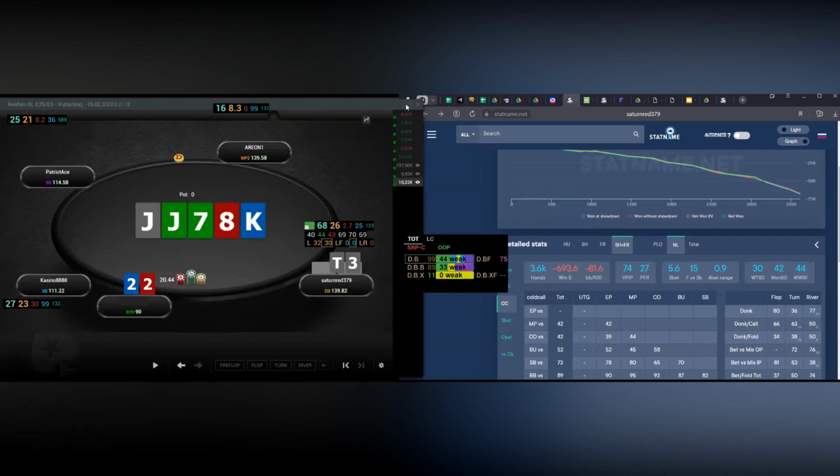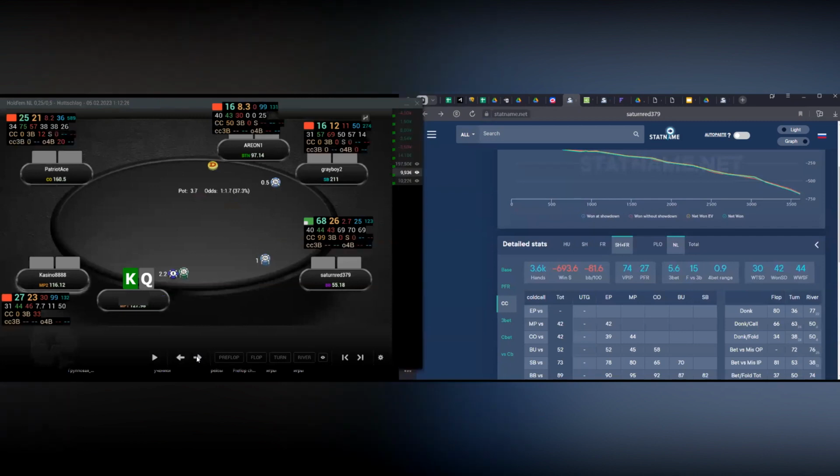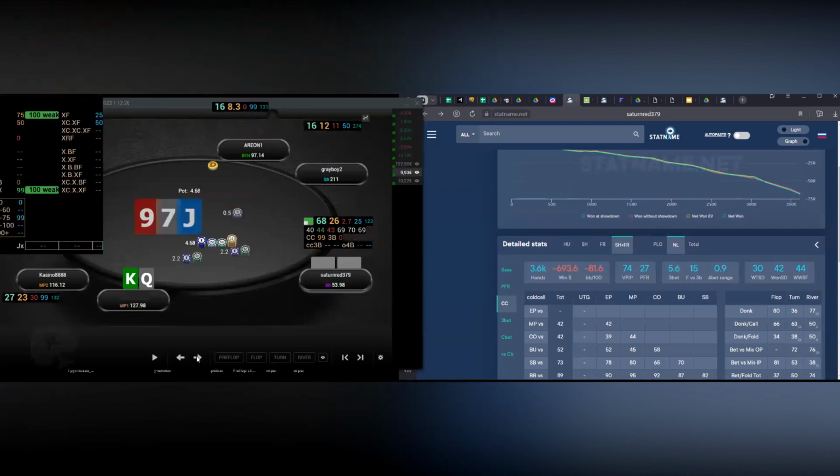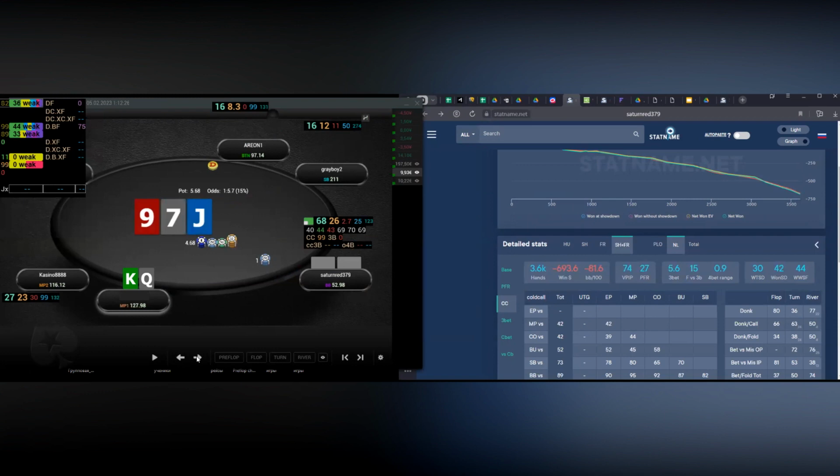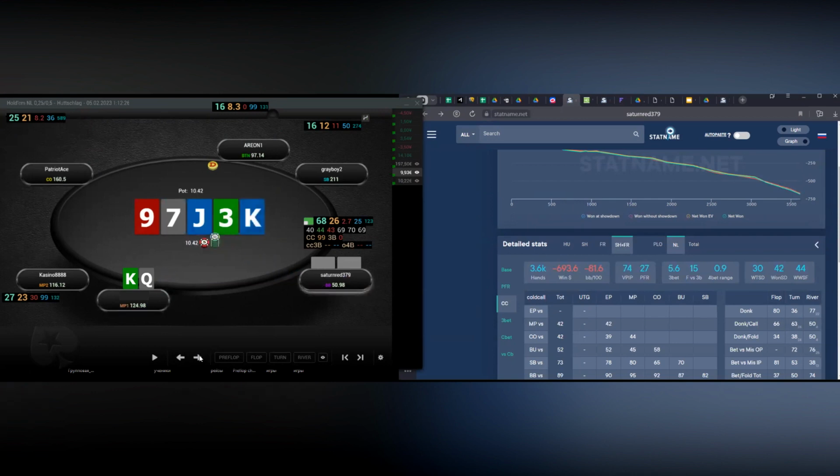Okay, this is the first one. We call him down and we win. And this is the second one against the same guy. We call on the flop. We call on the turn. And even without a king on the river, we can actually call a small bet from this guy in this spot.